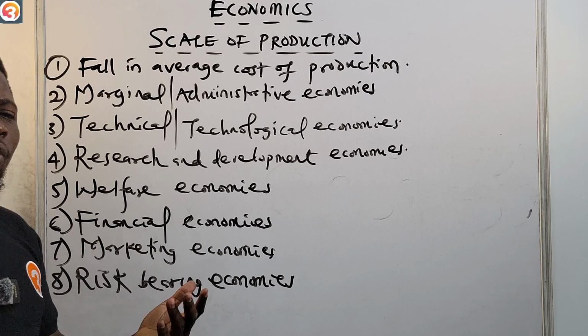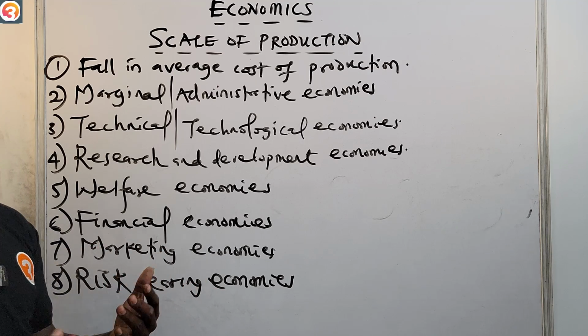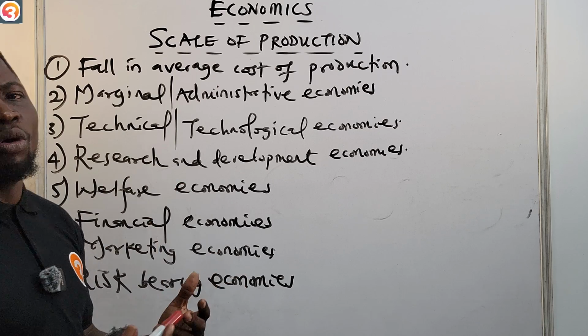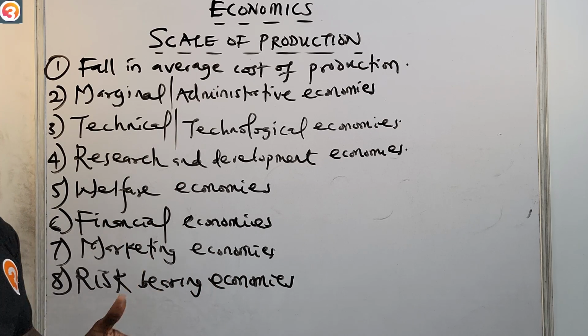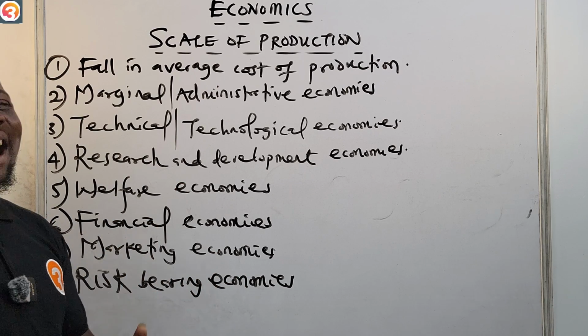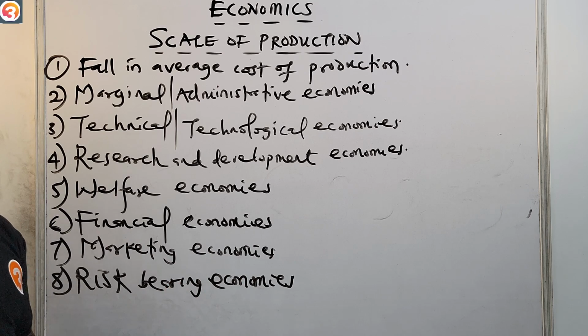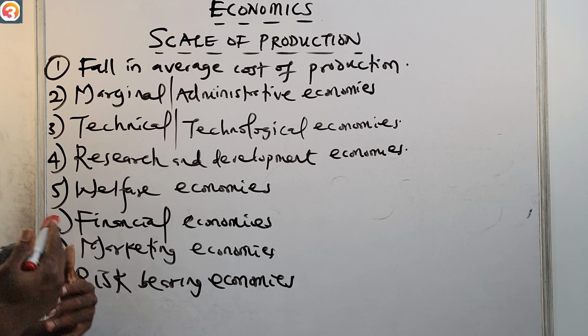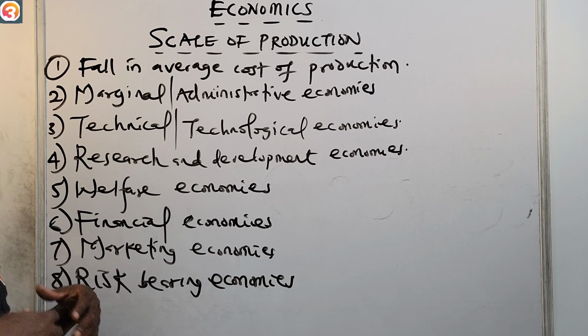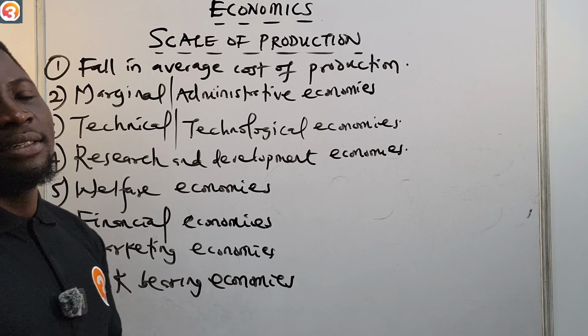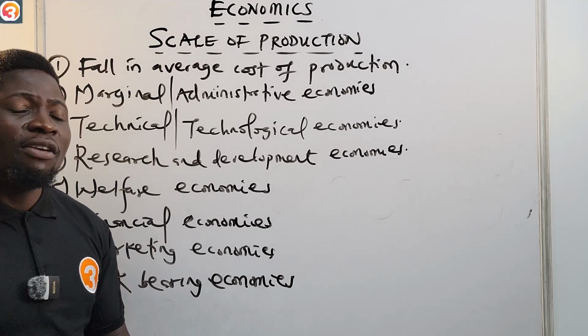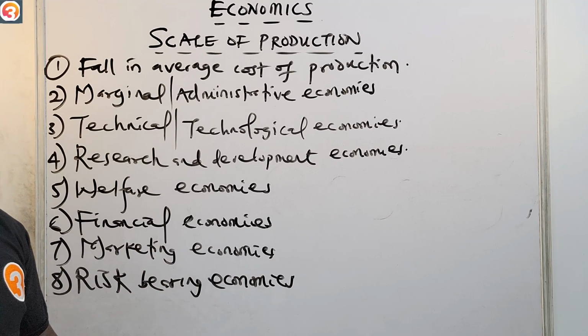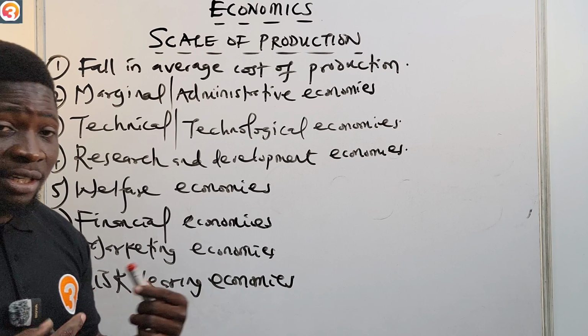It has an ability to produce more, to increase its productivity and efficiency. Financial economies, they can access loans from top financial institutions because they have the collateral to back it up. Marketing, they can invest in a lot of marketing strategies to bring huge returns. Risk-bearing opportunities, they can take a lot of risk for them to have huge returns.